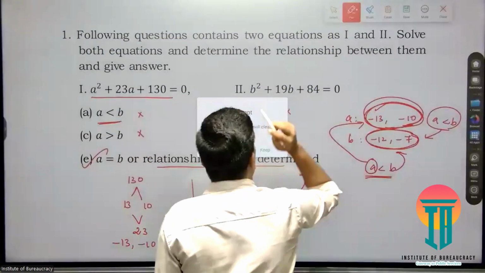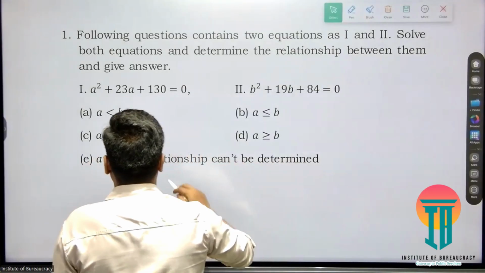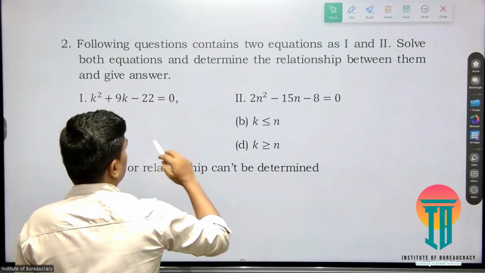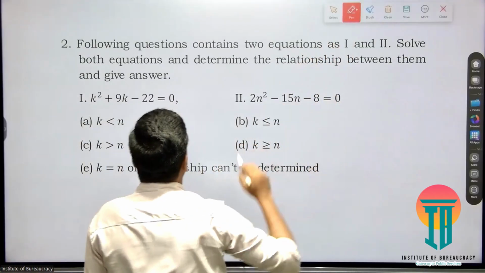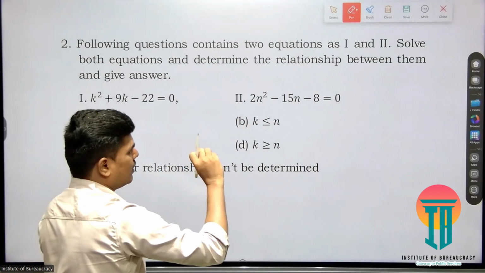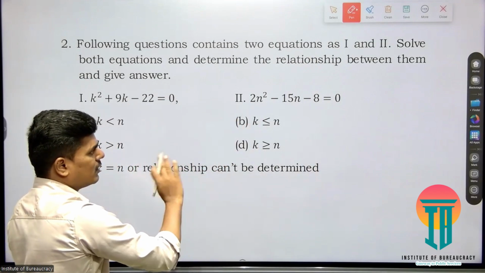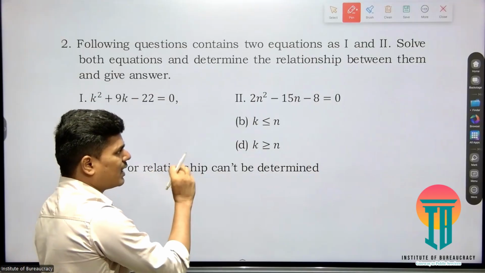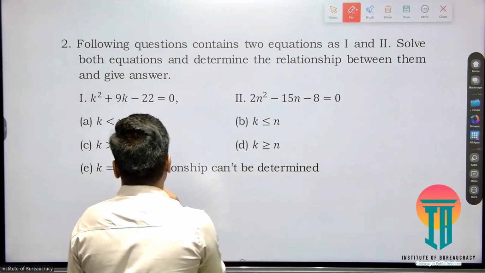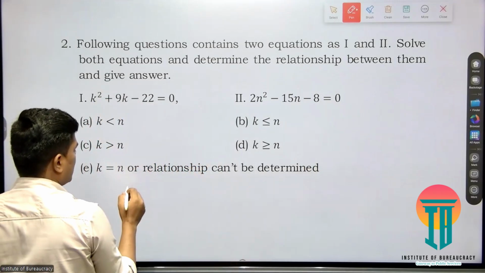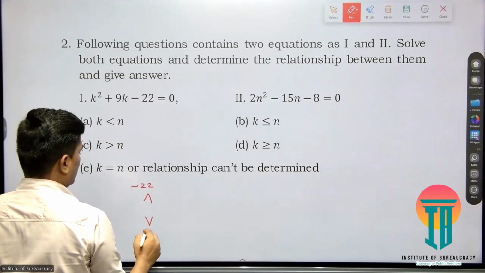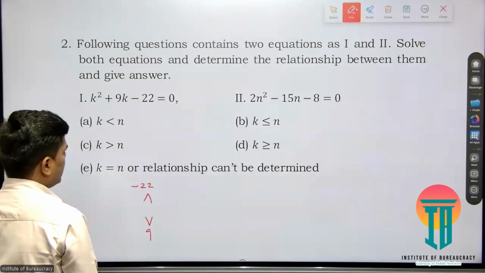Similarly, we will take one more question. Same concept. They are given two quadratic equations, and they are giving a relation between the roots of the equations. Let's find the first roots. Two numbers, if you multiply, it's going to be minus 22. If you add them, it should be 9.